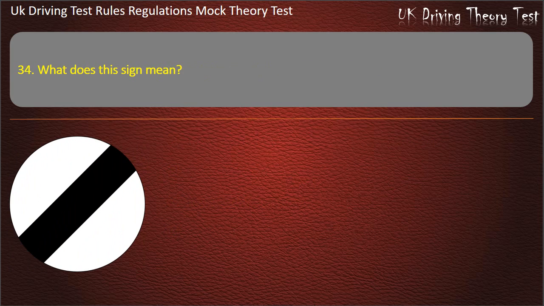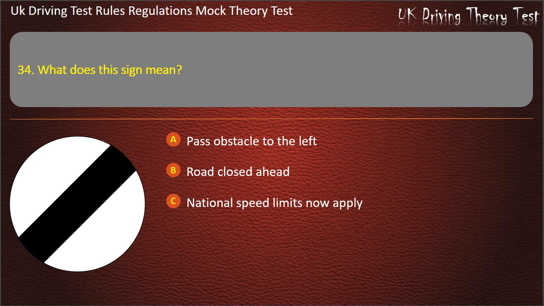Question 34. What does this sign mean? Pass obstacle to the left. Road closed ahead. National speed limits now apply. This area is for trams only. Answer. National speed limits now apply.